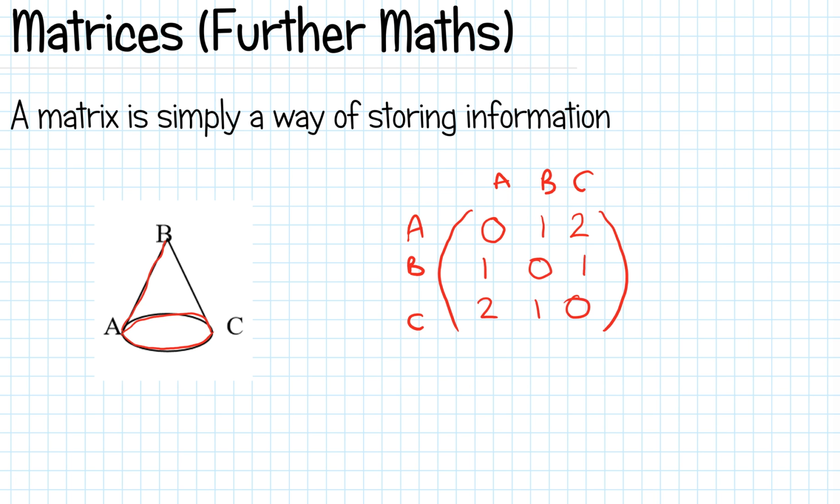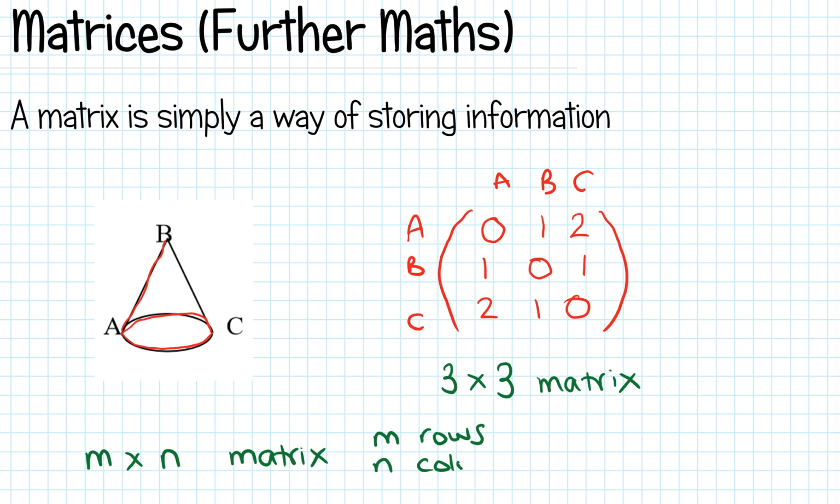When we talk about matrices, we classify them, we describe them by how many rows across they have and how many columns down they have. So this matrix we would say is a 3 by 3 matrix because it's got 3 rows and 3 columns. And we normally say an M by N matrix is a matrix with M rows and N columns.